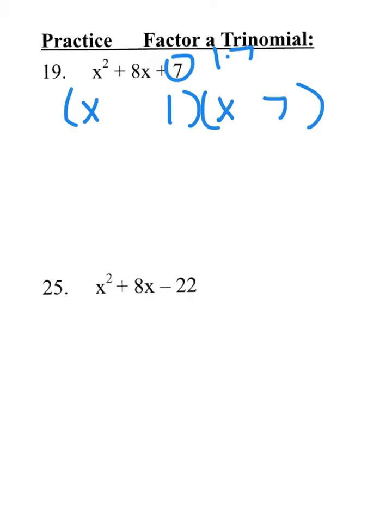Then you had this thing called the boss right here. If it's a plus, you need the two numbers to add. So if you have a whole list of factors, 7 only has 1 and 7, so obviously you're stuck with that. But if it is a list, you want the pair that adds up to this middle number 8. Well, obviously 1 plus 7 does add up to 8, so I got the right pair.